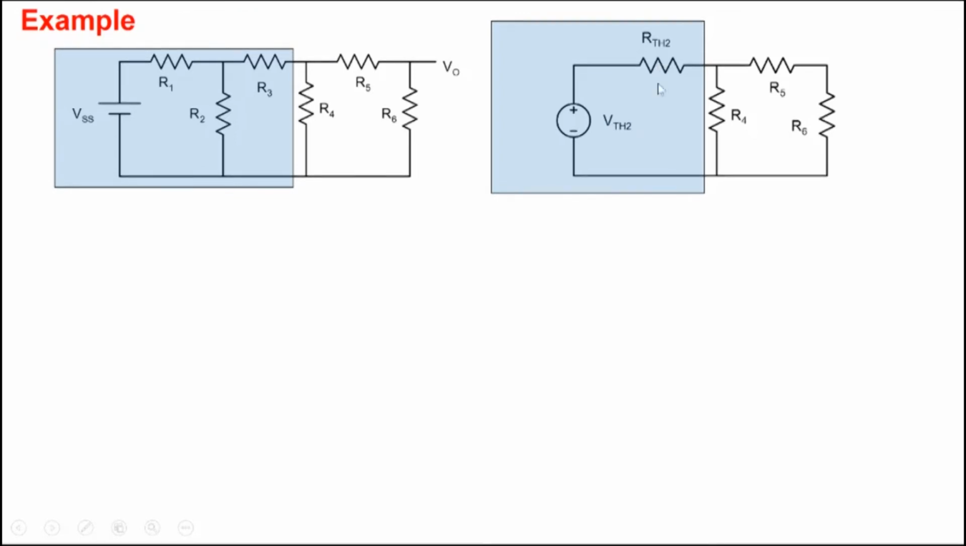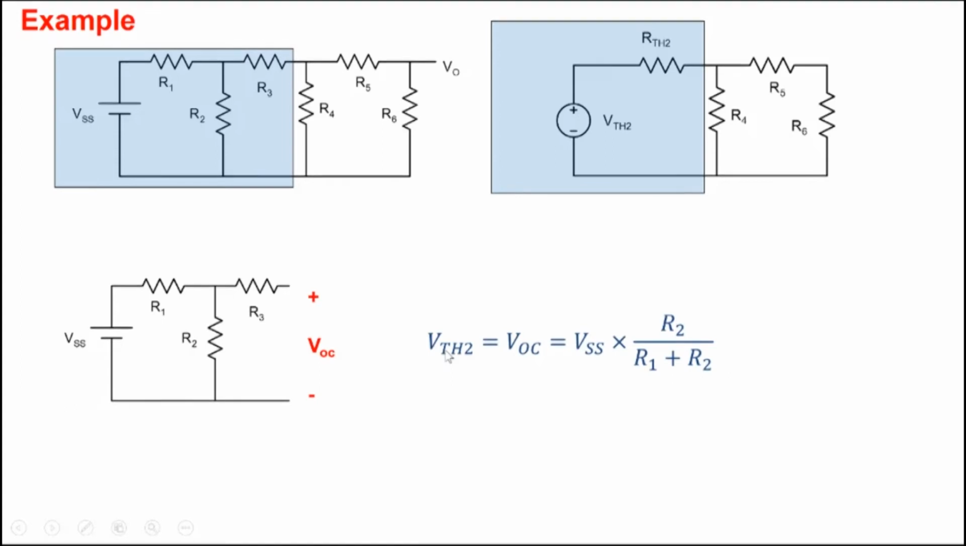So how do we determine the Thevenin's voltage VTH2? Well, this blue part here, we disconnect. We break it up right here. And we determine the open circuit voltage here. And what is the open circuit voltage here? Well, this is open, so it's a simple voltage divider. So we can write VTH2, the Thevenin's voltage, which is nothing but the open circuit voltage, equal to VSS times R2 by R1 plus R2. This becomes a voltage divider. R3 is open here. So that's how we end up finding the Thevenin's voltage here.